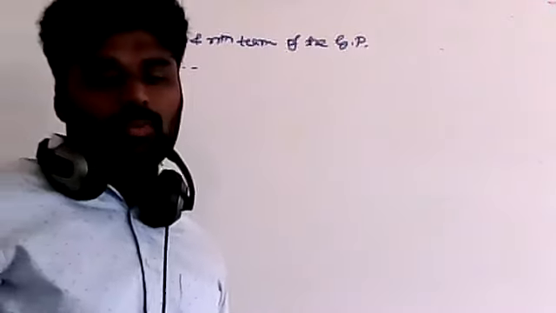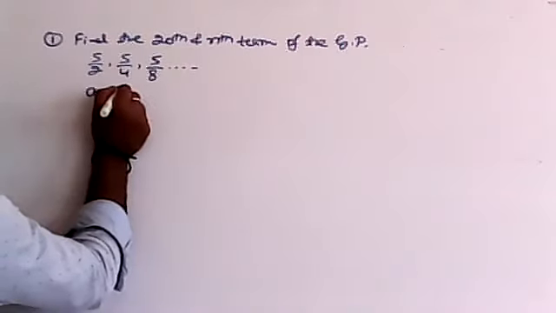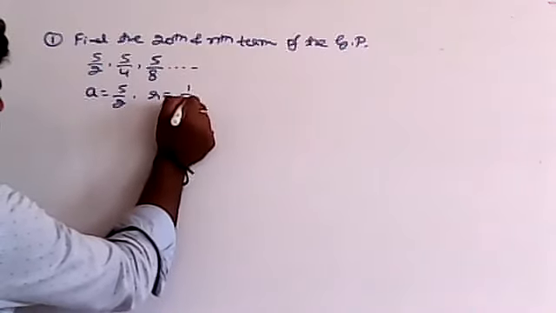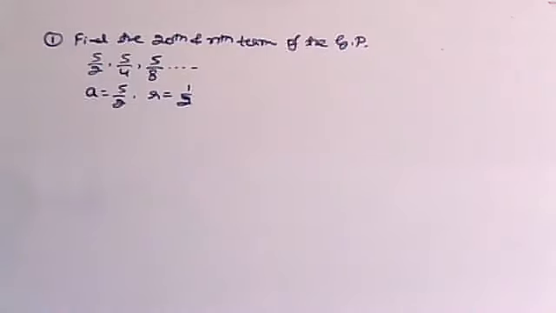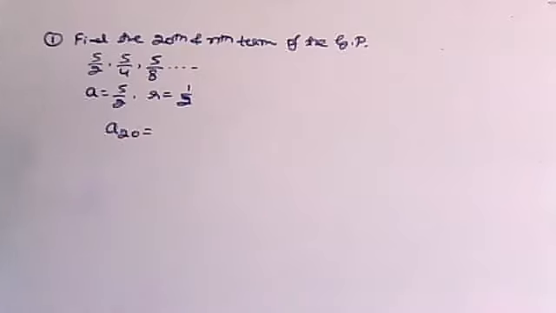What is the nth term formula here? Tell me, what is A here? Yes, good. A is equal to 5 by 2. R is equal to 1 by 2. Correct? And the formula is what? A20 is equal to what?